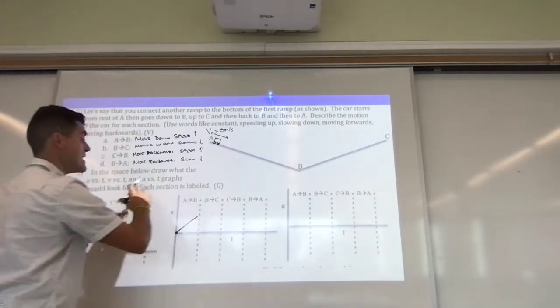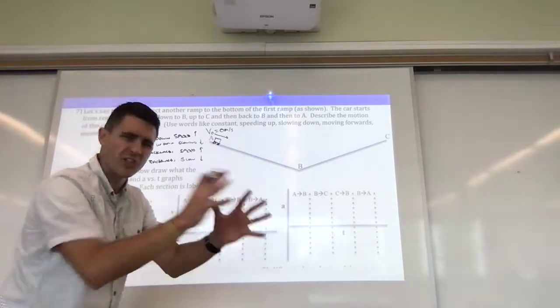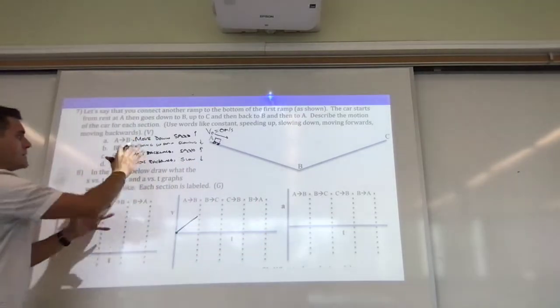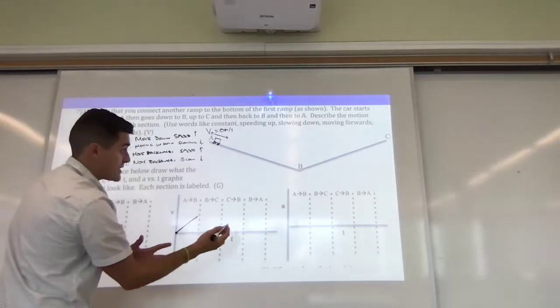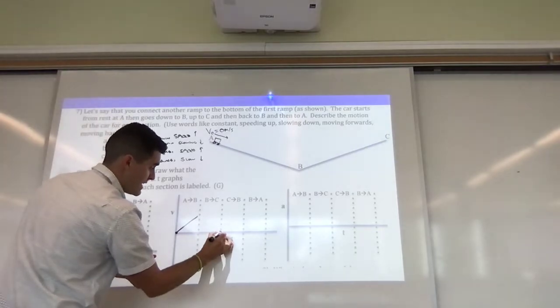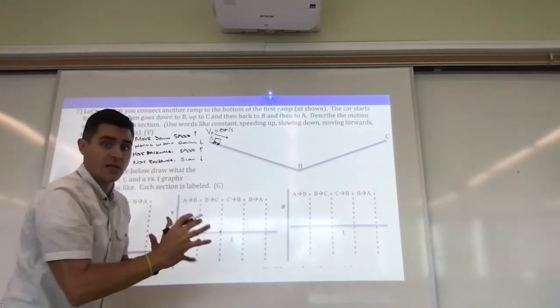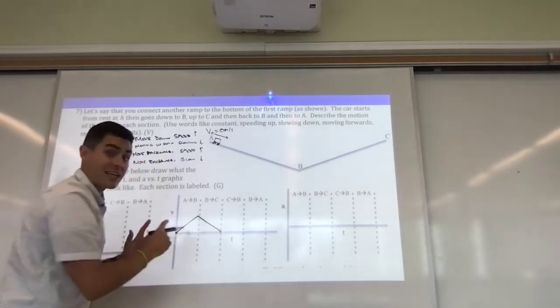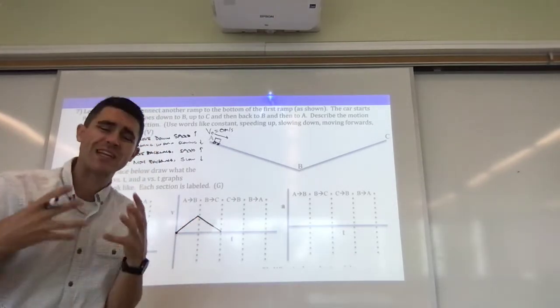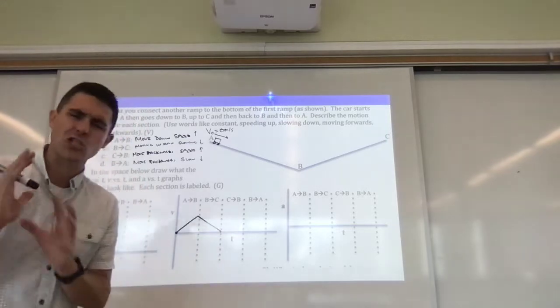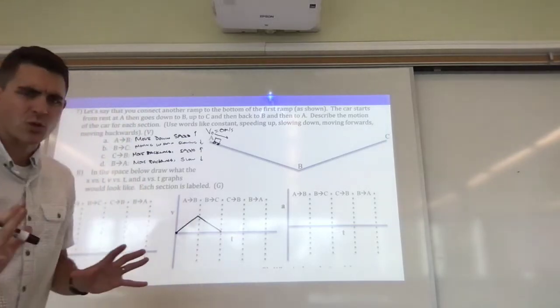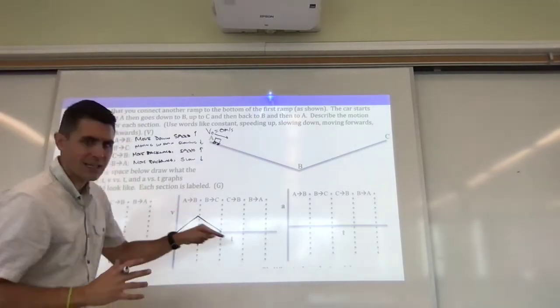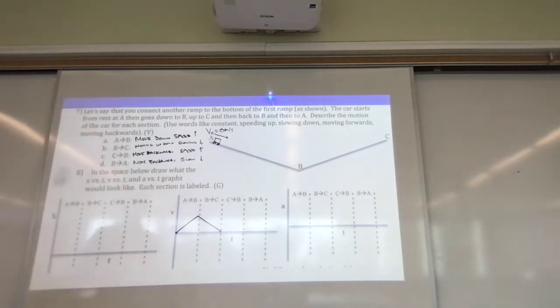From B to C, it's still moving forward. Velocity is still positive, but now it's slowing down, which means it's getting closer and closer to 0 until it reaches point C, when it does in fact stop to change directions. So I see it slowing down, getting closer to 0. Slowing down doesn't indicate direction of velocity. It just indicates that velocities are getting closer to 0.